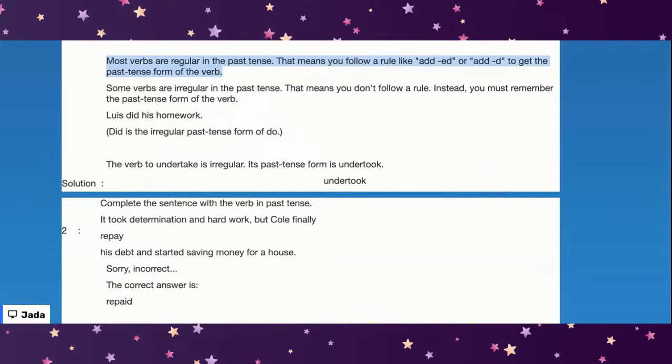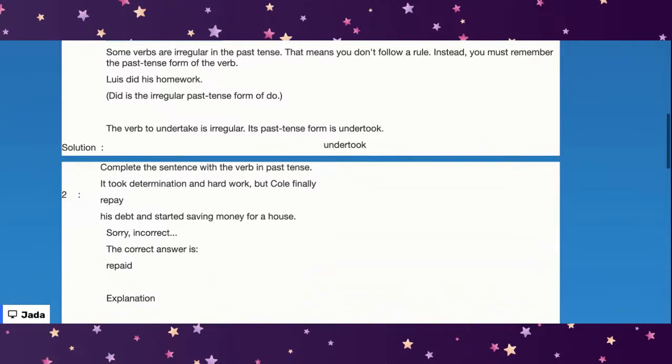Okay? And then some verbs are irregular. That means you don't follow a rule, okay? Instead, you must remember the past tense form of the verb. So when the verb is irregular, you do not follow a particular rule. You have to be the one to remember the irregular past of the verb, okay?